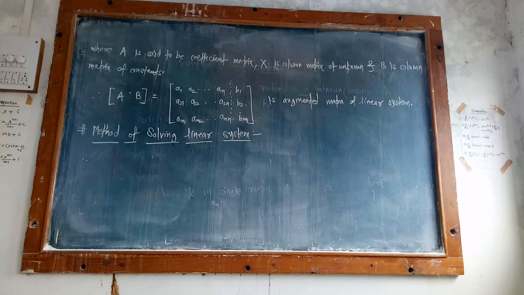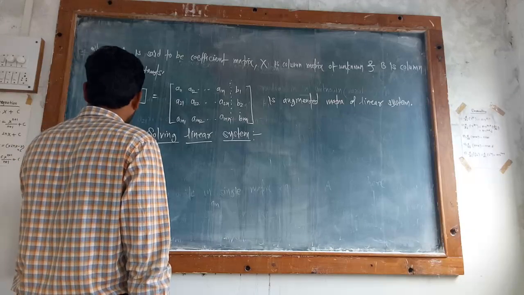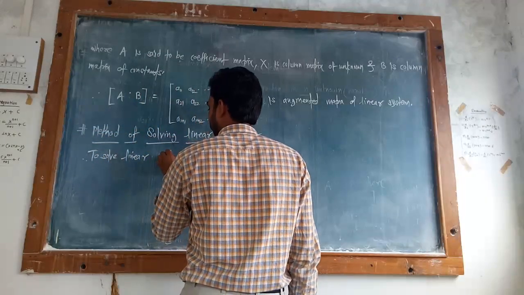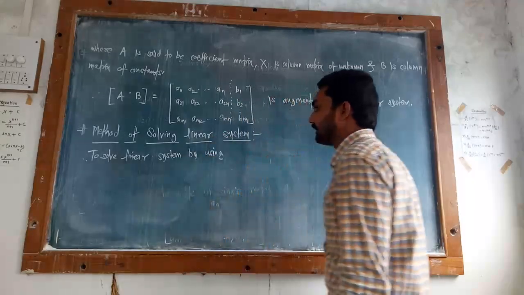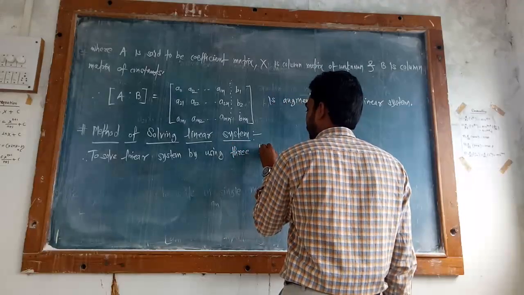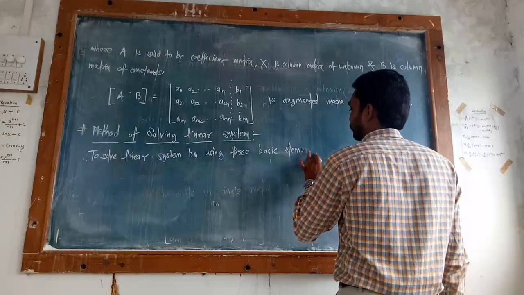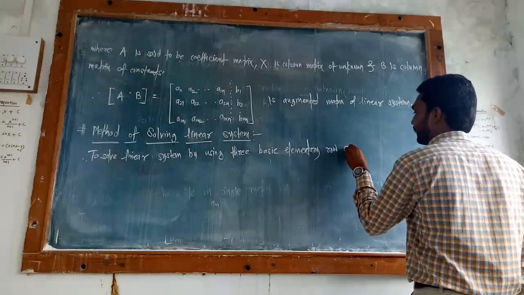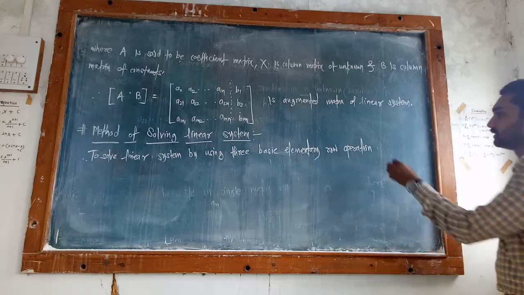Before that, write down: to solve a linear system by using three basic elementary row operations. Okay, there are three elementary row operations. Similarly, there are again three elementary column operations.